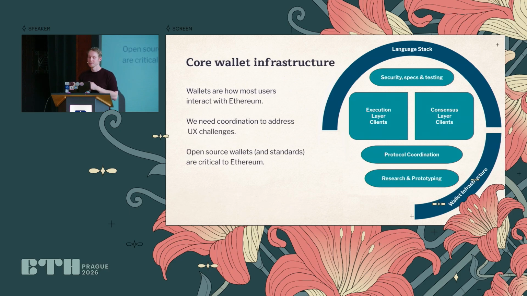Another aspect here is core wallet infrastructure. The average user interacts with Ethereum through a wallet. And it's very important that we have open source standards, open source alternatives, and ways to verify that what you're doing on chain is what you expect to happen. And therefore, we have that as an element here in the kernel as well, that we need to coordinate on this across the ecosystem. We need to improve the UX and make sure that Ethereum is accessible to anyone.